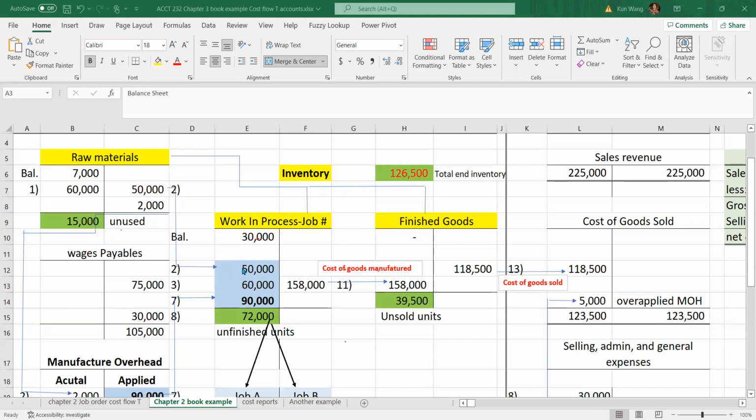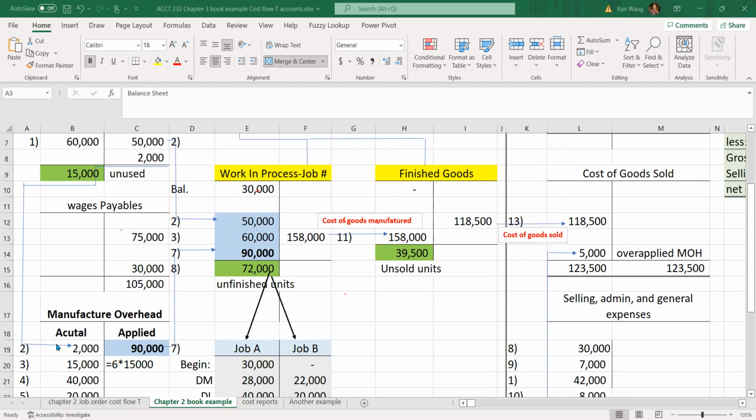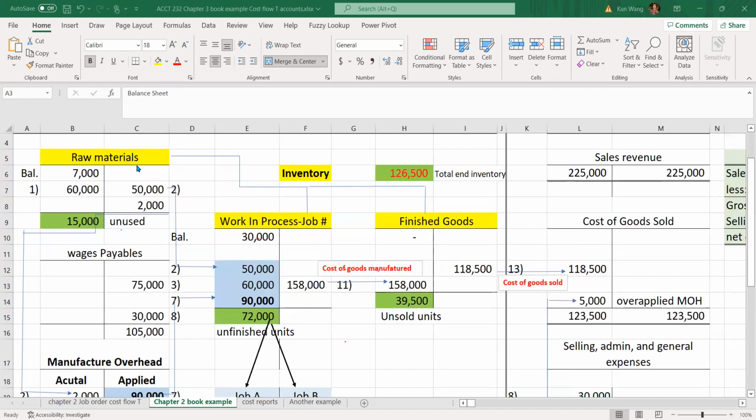For direct material, we debit work in process, where you can specify the job name, and credit the raw material. For indirect material, we debit the manufacture overhead. We have a separate account for manufacture overhead, which includes all of the indirect manufacture cost. So debit the manufacture overhead and credit the raw material. Okay, so that's the different purposes. And then the labor.